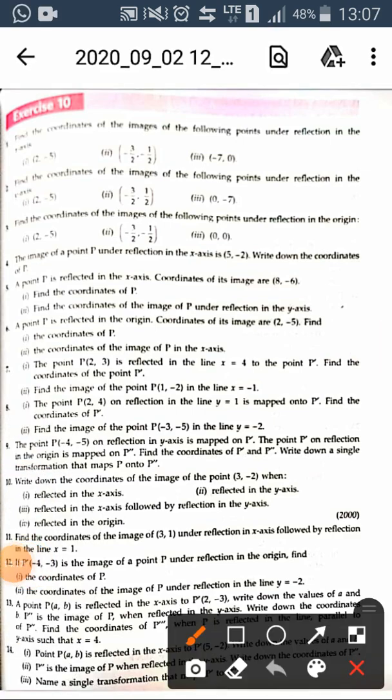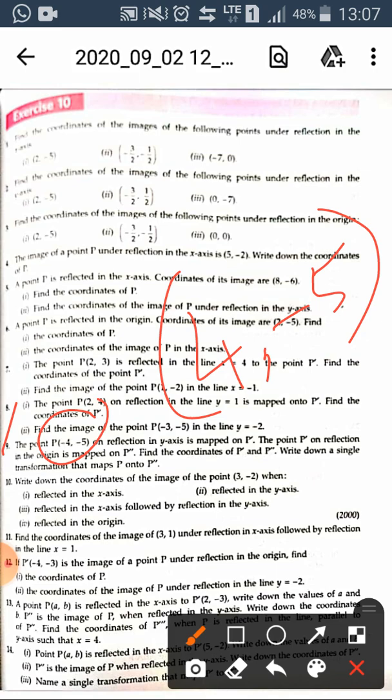And 9. Number 9 is very easy, but still I'm going to tell you. This point minus 4 comma minus 5 is reflected along the y-axis. So the y coordinate minus 5 will remain the same, and the x coordinate will change to 4. This 4 comma minus 5 is mapped as P dash, meaning the name of this point is P dash. This 4 comma minus 5 is reflected through the origin and mapped as P dash dash. So what will be my P dash dash? Minus 4 comma 5. I changed the signs of both the coordinates, since it is said that they are reflected through the origin, and that's it.